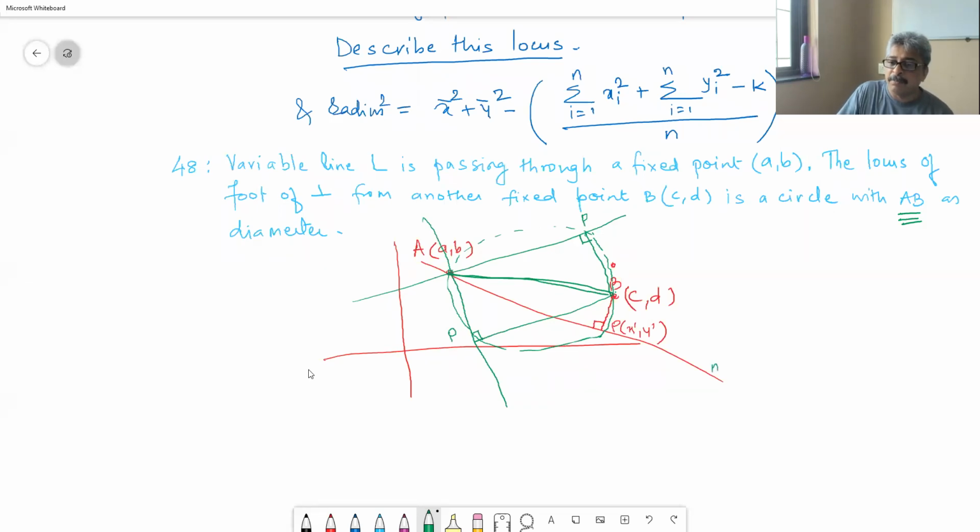You have to assume slope m, and m varies. Then you have to find the foot of perpendicular, the coordinates, let us say x dash, y dash, and if you do all those calculations also, you will get the same equation of circle. Now almost everything is done. A few things I am not doing because they are so easy that you can do them quickly if they are given to you.